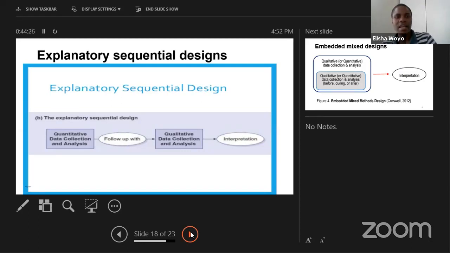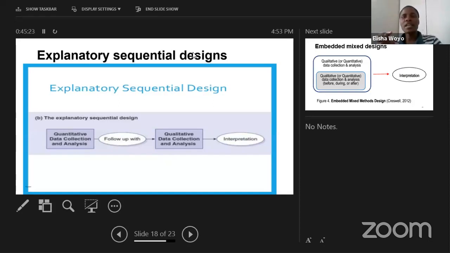So the third design that is available to you is the explanatory sequential design. With an explanatory sequential design, what you first need to do is quantitative data collection, then you analyze that quantitative data, and then you follow up with qualitative data collection and analysis. So you would find that in the first one, the exploratory, you use qualitative in order to build to quantitative. In this one, you use quantitative in order to follow up with qualitative research. And this is very important for you as a mixed method researcher.